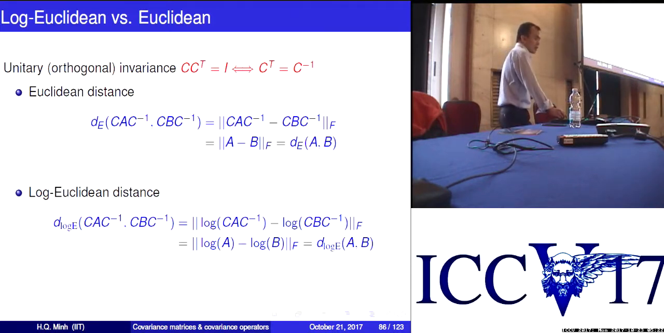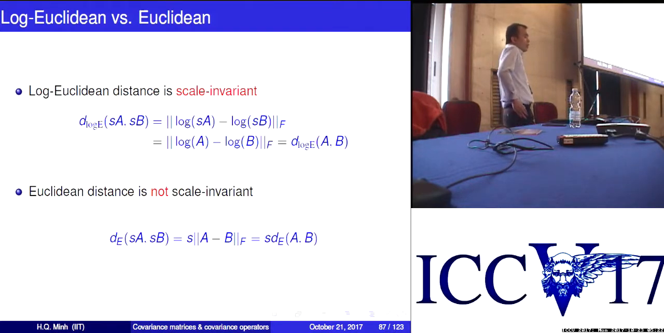Nevertheless, the log Euclidean distance is actually scale invariant, because if you scale A and B by the same factor S, then we have log S A minus log S B, so the log S will actually cancel out, and we just have log A minus log B. So it stays the same, whereas the Euclidean distance is not scale invariant, obviously, because the distance is just multiplied by the same factor S.